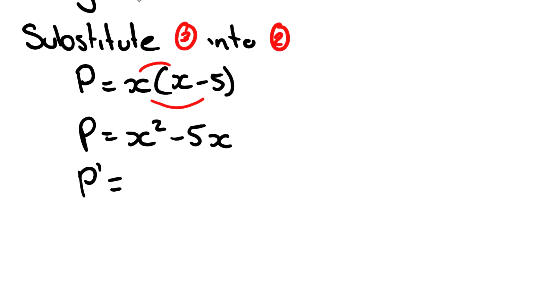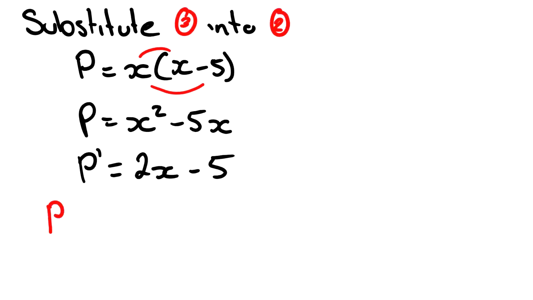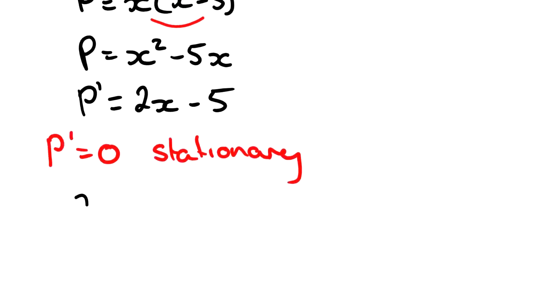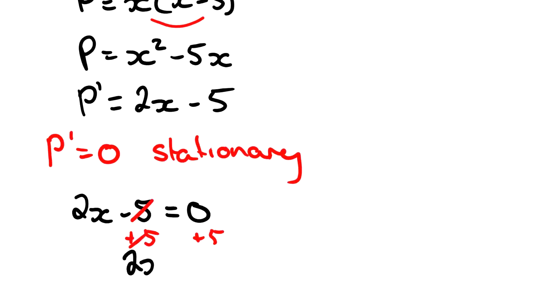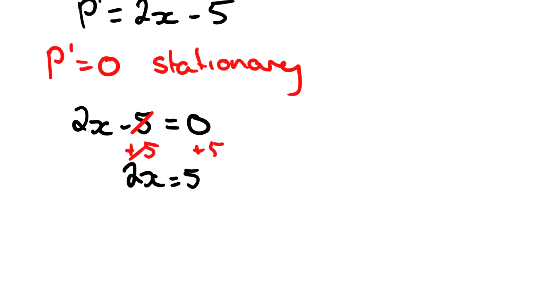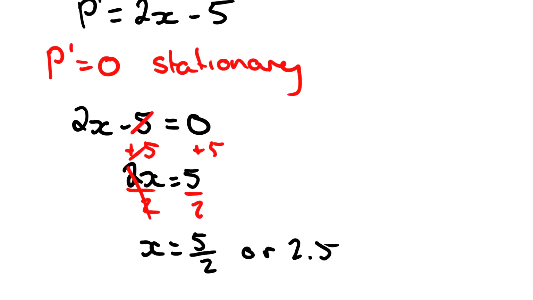So if I differentiate this, I get 2x minus 5, and as with all these problems, we know that this first derivative, if it equals 0, we have a stationary point, which is what we're trying to find. So I get 2x minus 5 equals 0. Let's rearrange it. So plus 5, we get 2x equals 5. Divide both sides by 2. We get x equals 5 over 2, or 2.5. So we know there's a value at 2.5.